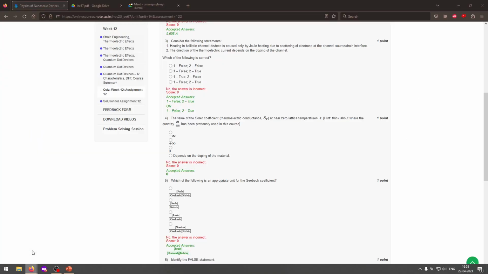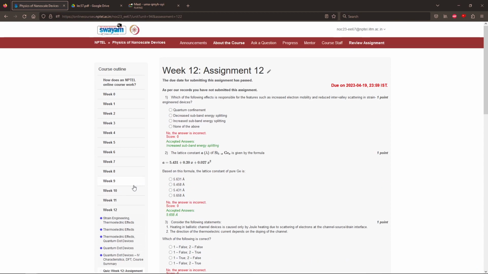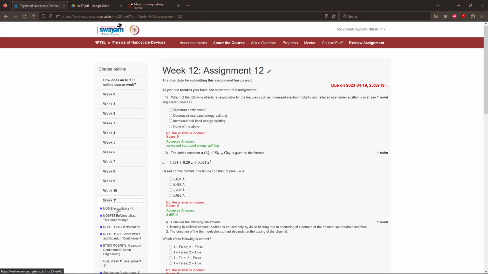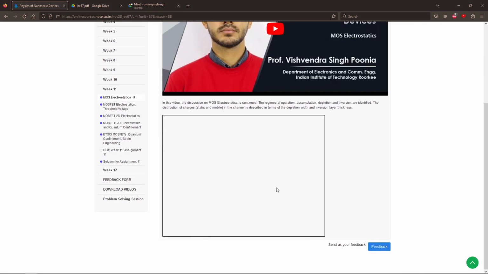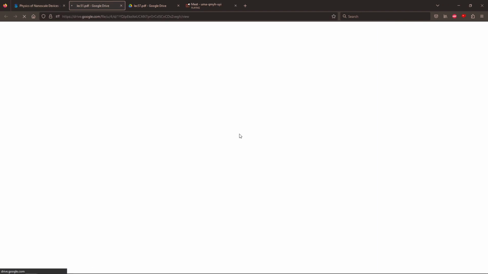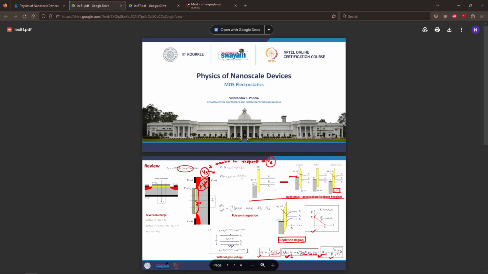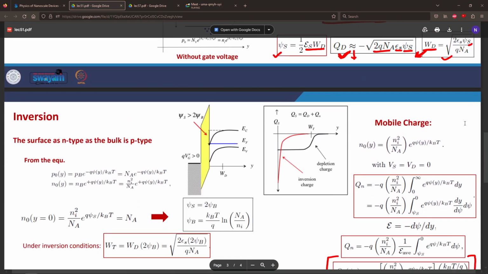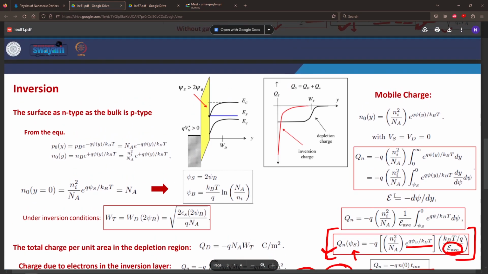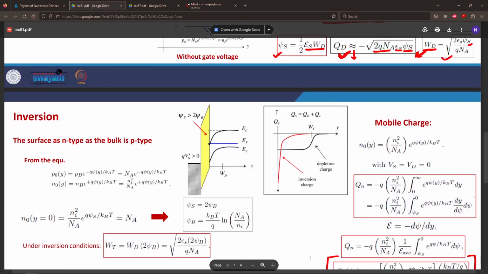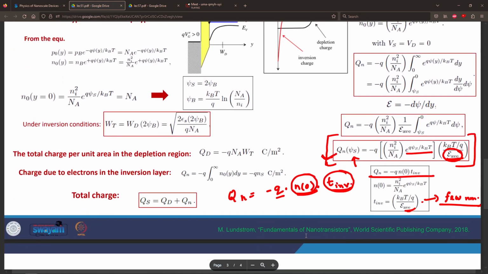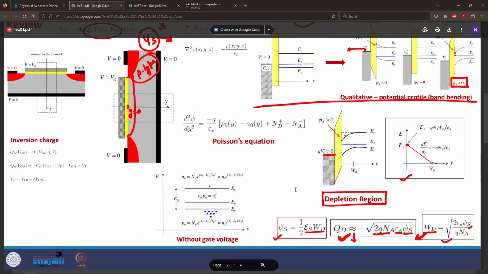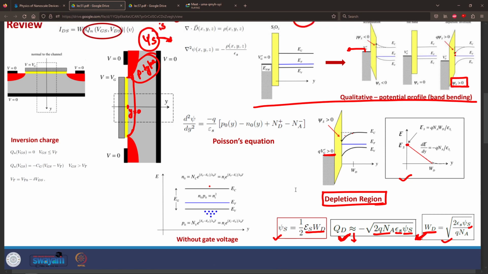Finally, let me go back to MOS electrostatics. Go through the slides and read the important concepts. However, insofar as numericals go, the most important part that you have to remember are these three formulae. The formulae in these two slides are essentially what you have to remember to solve most of the problems for MOS electrostatics. Is that clear?